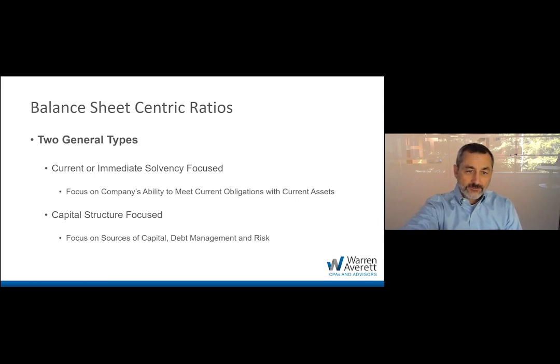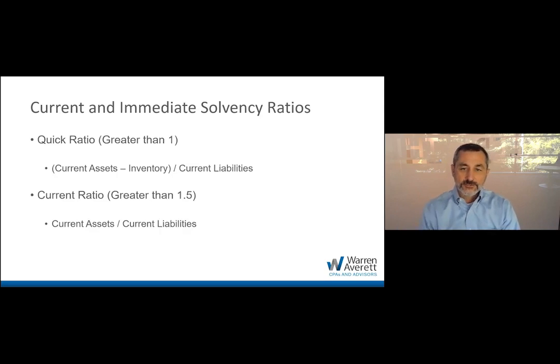With that, let's get into the first, or current and immediate solvency focused balance sheet centric ratios. There are a couple that come to mind here. First is the quick ratio. It is current assets. I've shown you the formula here. Current assets, less inventory, divided by the current liabilities. So that would be how much cash or things that are nearly cash do you have available to pay your current liabilities that might be coming due very soon? This is called the quick ratio. Anything greater than 1 is considered good and considered healthy.